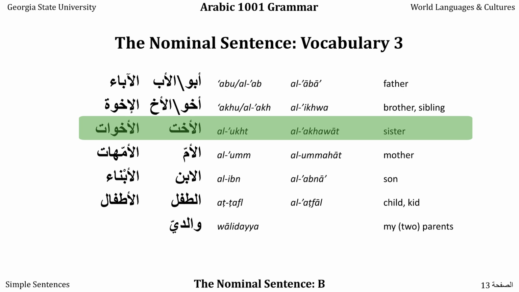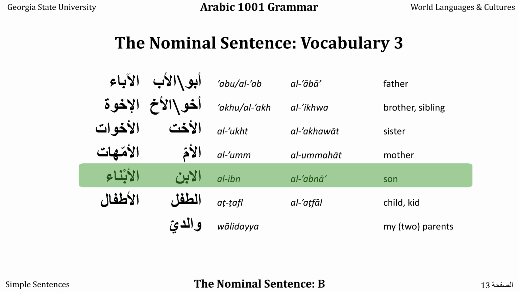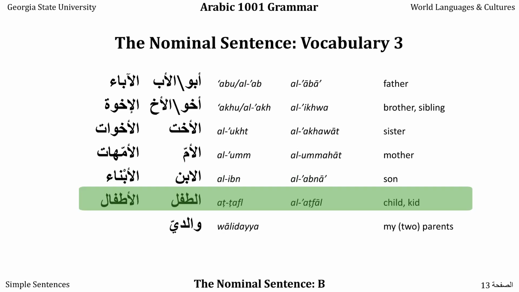Al-ukht is sister. It has a dhamma at the beginning, and its plural is akhawat with a fatha at the beginning. Al-umm is mother. It has an oddball plural, al-ummahat. It has an extra hat in there for no particular reason. Al-ibn means son. The plural is abna, which can mean children in general. At-tifl is a word for child. If we put a ta marbuta on it, it's a girl child. Its overall plural is al-atfal.